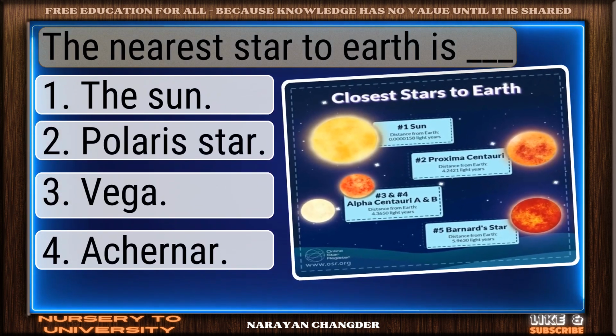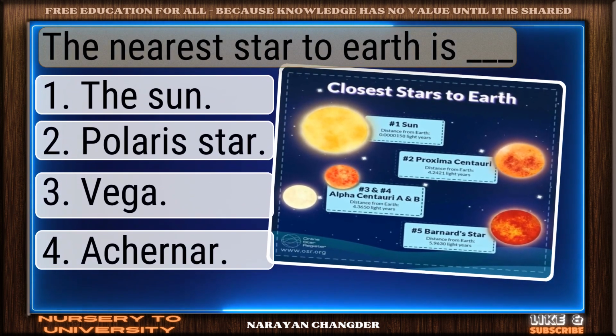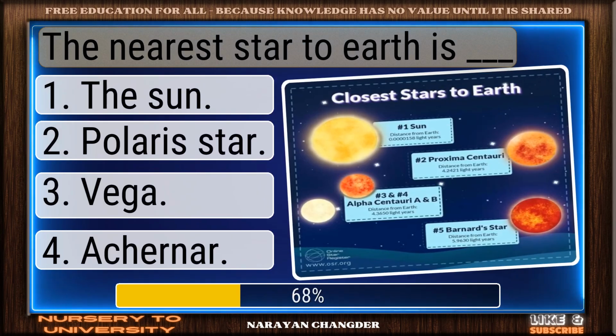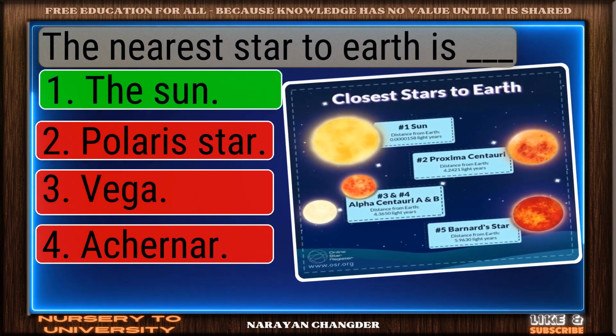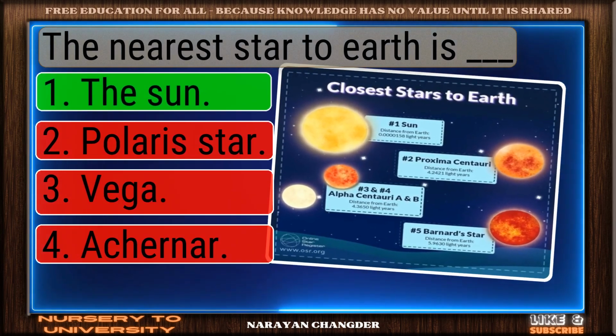Question number 252. The nearest star to Earth is dash. Excellent. The sun is a brilliant choice.